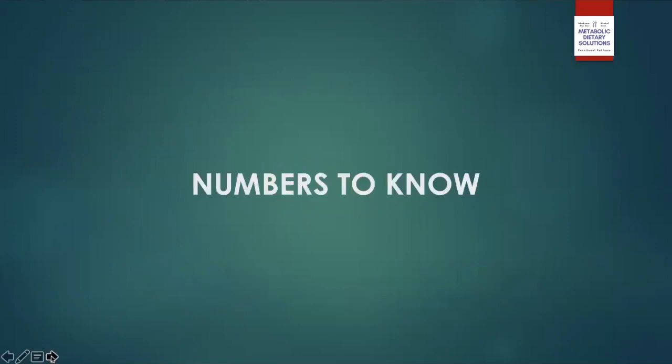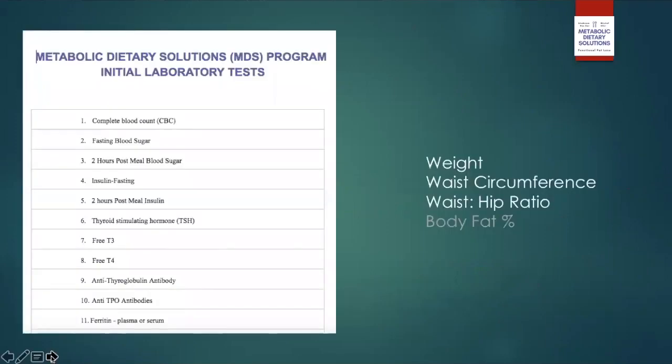So what are some of the numbers to know? Most of you have received this Metabolic Dietary Solutions Program initial laboratory tests. This is a list of about 24 tests. Along with that, knowing your body weight. Yes, weight is not the only number that we look at, because your weight includes your fat mass, it includes your muscle, it includes your bone, it includes all your organs. So the number we really like to focus on is your body fat percentage.